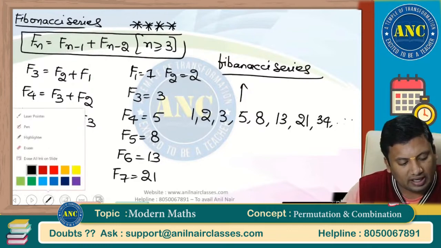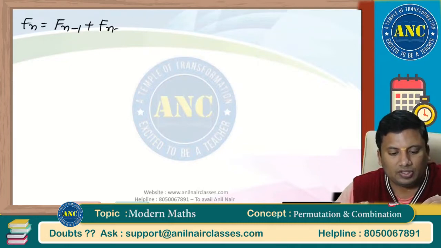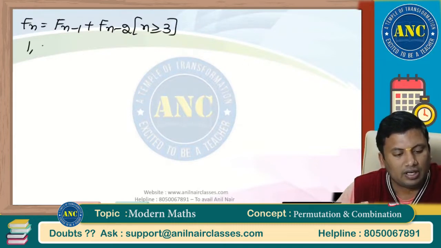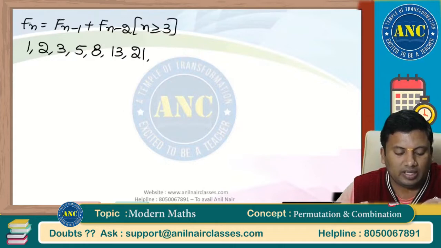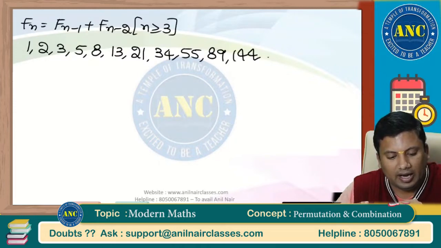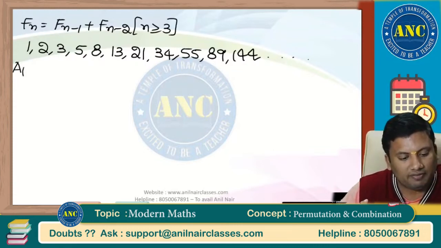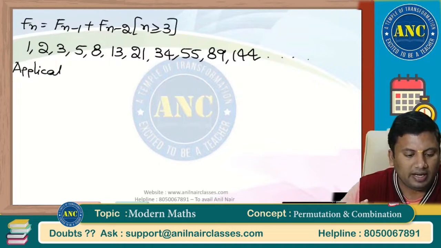What is its real-time application? First we will write down the Fibonacci sequence: Fn equals Fn minus 1 plus Fn minus 2, n greater than or equal to 3. So 1, 2, 1 plus 2 is 3, 3 plus 2 is 5, 5 plus 3 is 8, 8 plus 5 is 13, 13 plus 8 is 21, 21 plus 13 is 34, again 55, 89, 144, and so on. The best thing is to know where it is used. The Fibonacci sequence has varied applications.